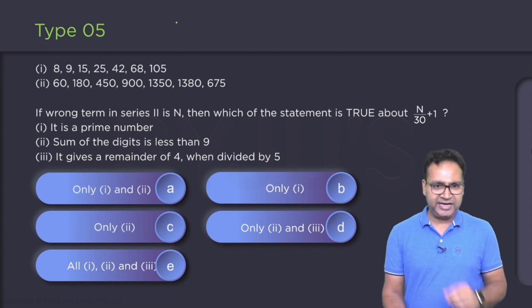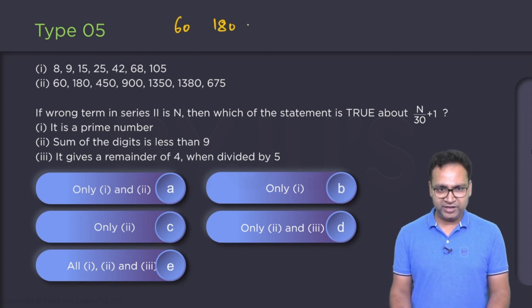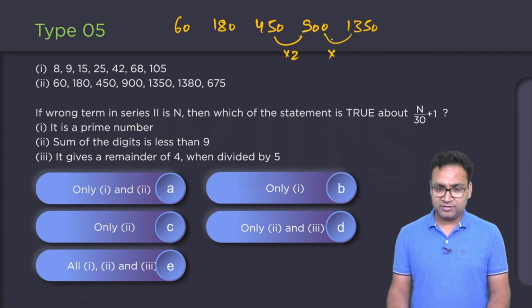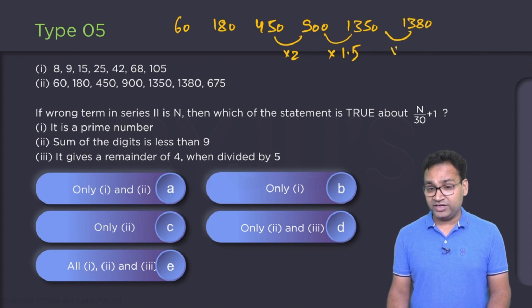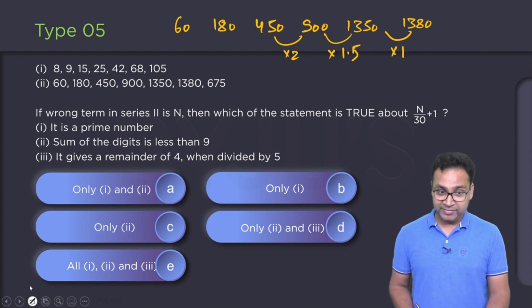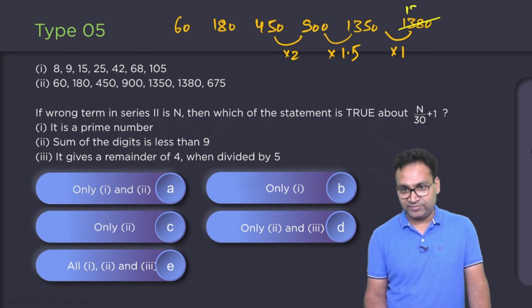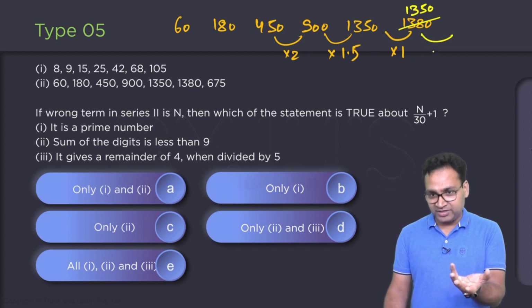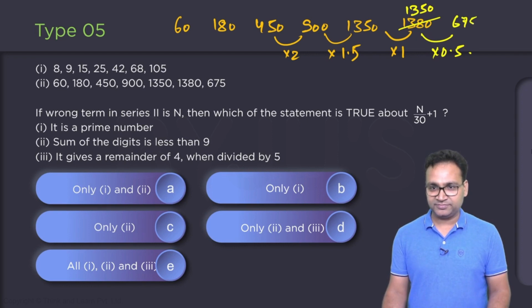Let me write it here: 60, 180, 450, 900. I can see this is double, clear. 1350. Okay, I can see this is into 1.5, clear. And then 1380. Oh, great. I could see it should be into 1. So what I am estimating is that this number should be 1350. Just by writing the number series, I can decode it. The next pattern with the same approach should be 0.5. So yes, it is 675.